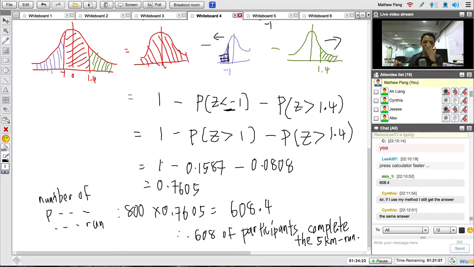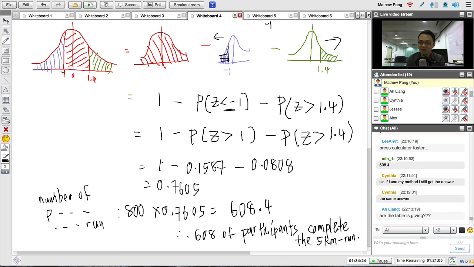Okay. Got the idea how to solve this kind of question? Because this kind of question is in paper 2. Yes, the table is given in the real SPM exam, but in your normal school exam, I'm not sure. SPM definitely will give you this table. So far, so good, students?